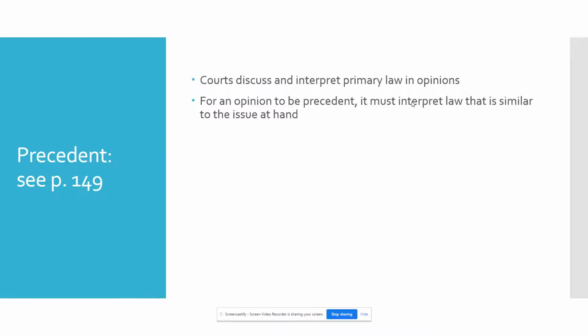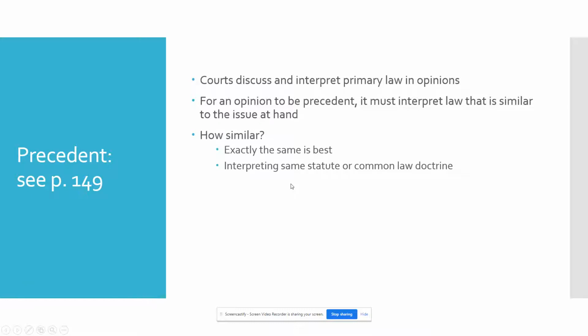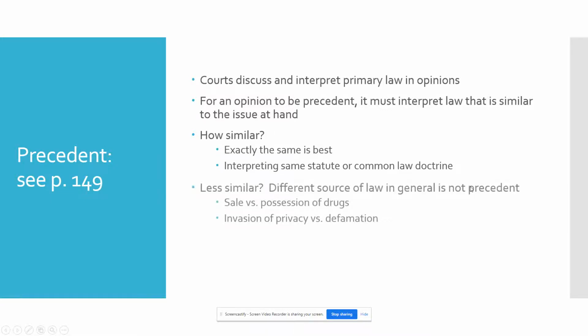So if I'm looking at a criminal case, but the case that I'm arguing before the court is a civil case, it's not similar to the issue at hand, so it won't be precedent. Okay, so how similar? Exactly the same is obviously best. It should be interpreting either the same statute or the same common law doctrine. If it's less similar, the more different the source of law is, the worse it is.